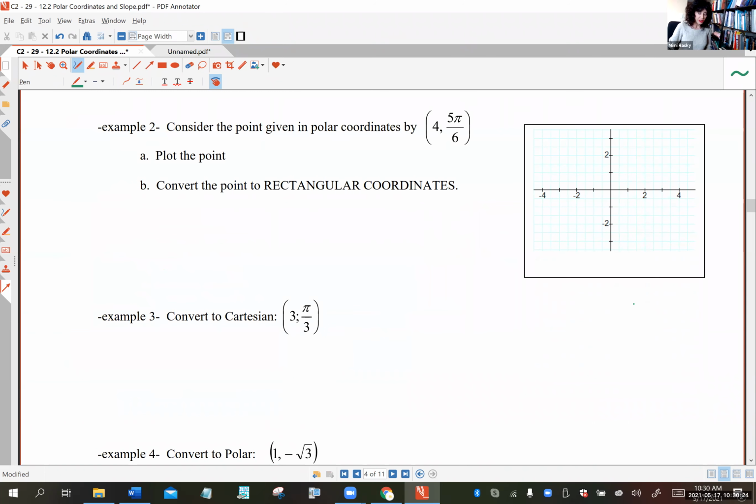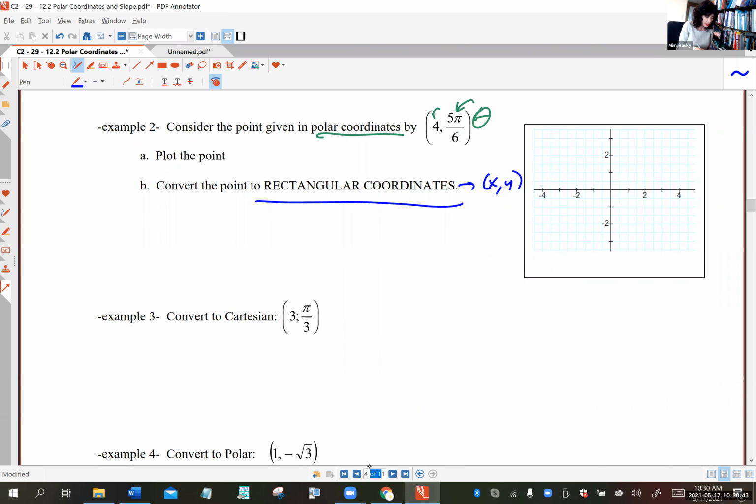So now let's do a point that's given to us in polar. So this is polar. So what does that mean? This is the r, and this right here is your theta. So they're giving you an r, and they're giving you a theta. Go get the x and y. They want you to convert to rectangular, so you want the x and the y.